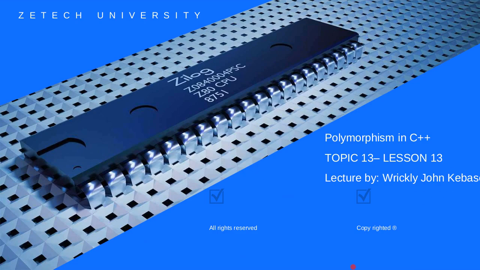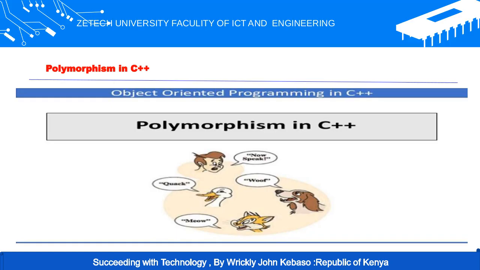Okay, class, let me briefly talk about another feature of object-oriented programming called polymorphism. For information, polymorphism is, I think, a Latin or Greek term, and normally it means a representation of different forms.